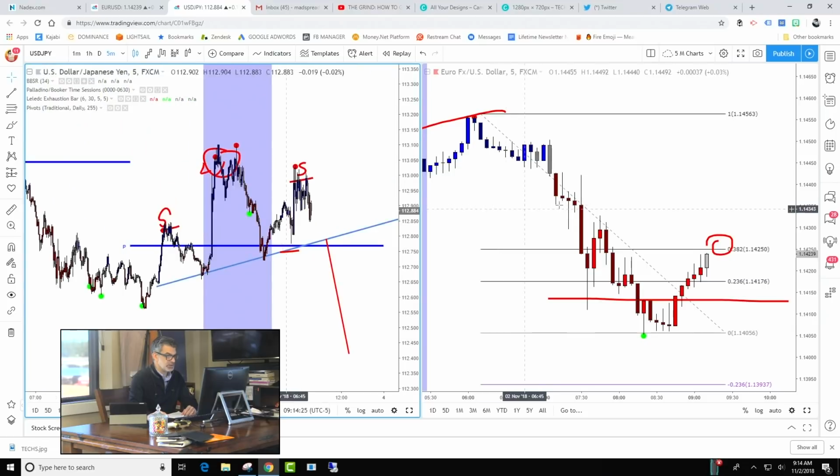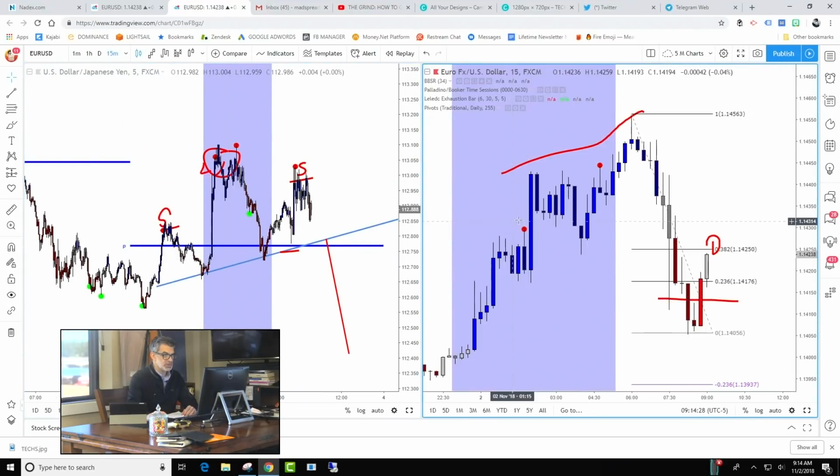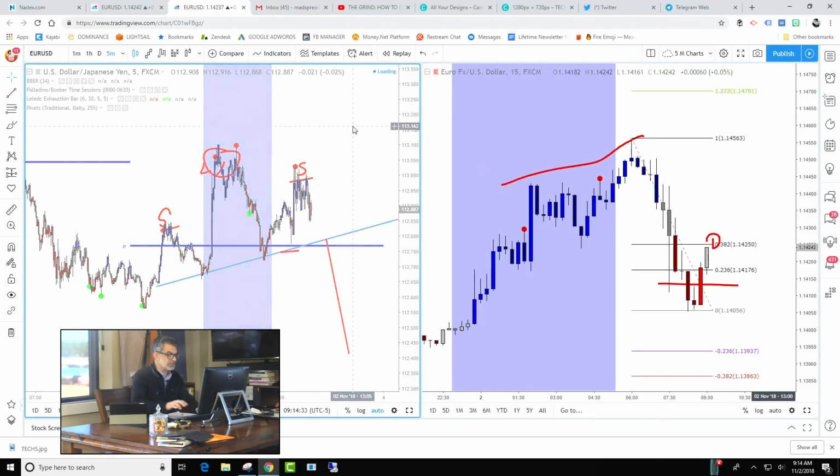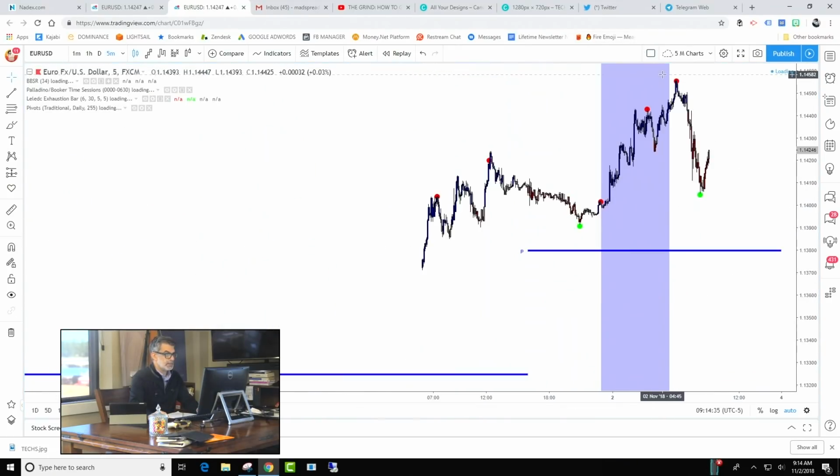Okay, that's not the chart I wanted to change the time frame on. So let's look at this euro business. I guess I'll look at it over here on this side. And we'll go to one chart.